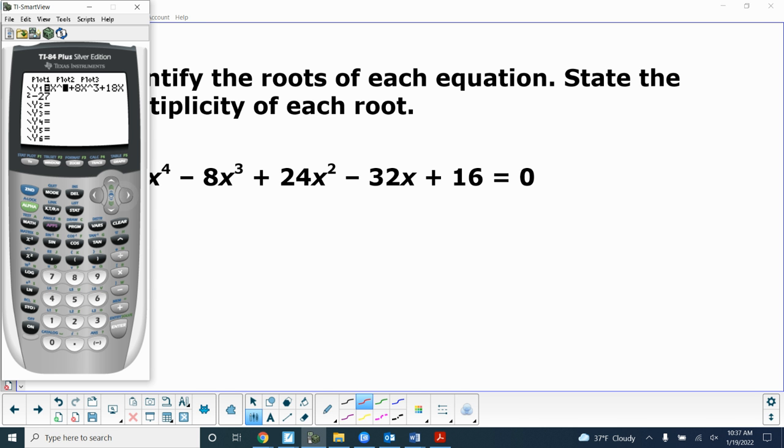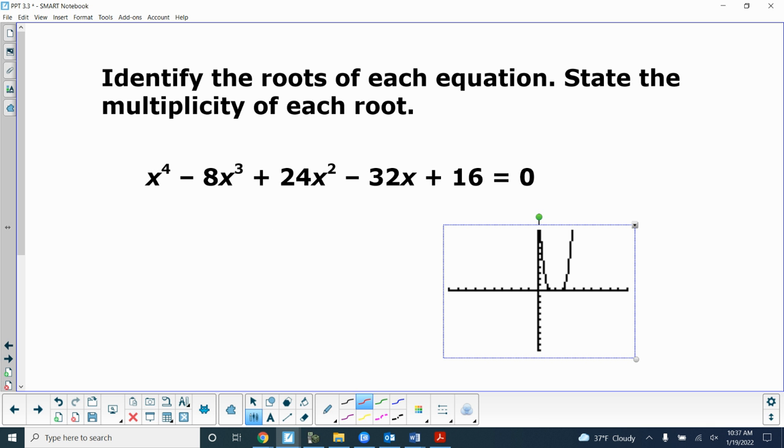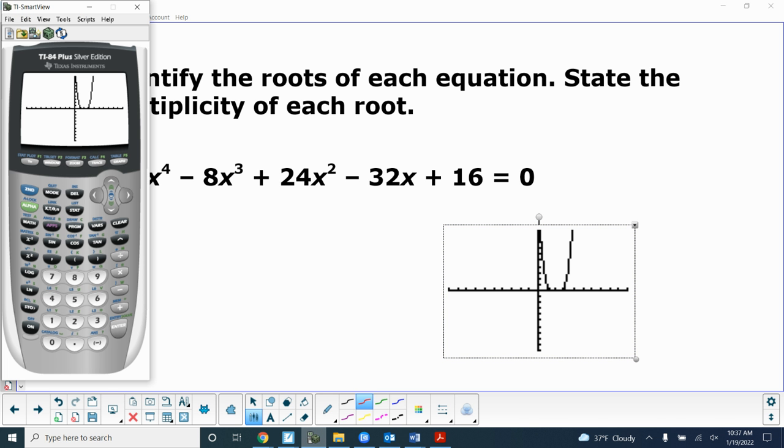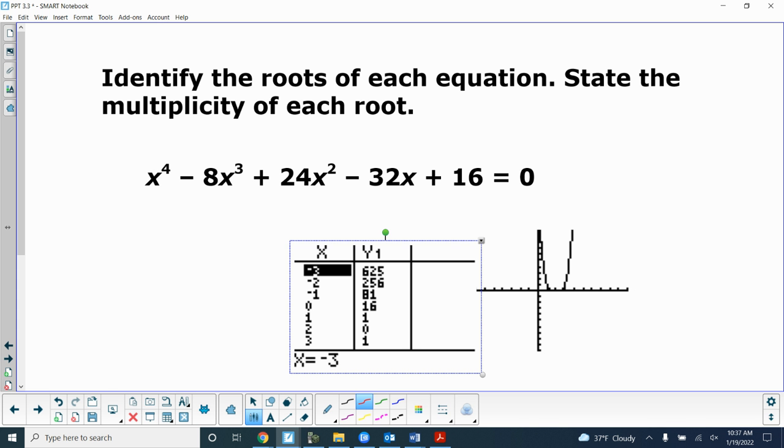So it's x to the 4th. This time it's minus 8x cubed plus 24x squared minus 32x plus 16. So watch the graph, see what happens. It looks like it bounced, huh? That looks like a positive 2, so I'm going to go to my table. And yeah, positive 2 is the 0.